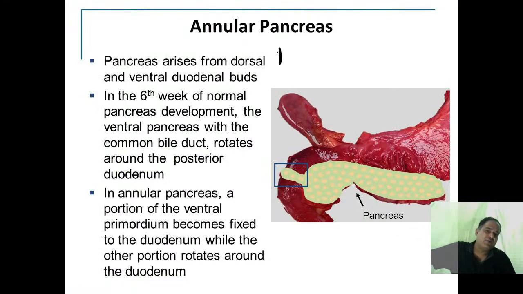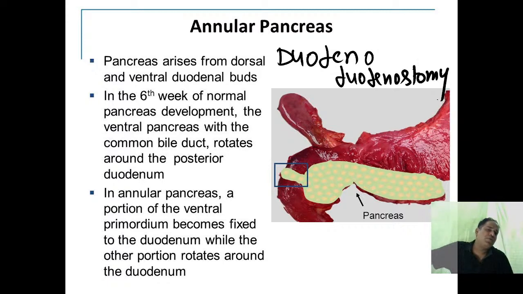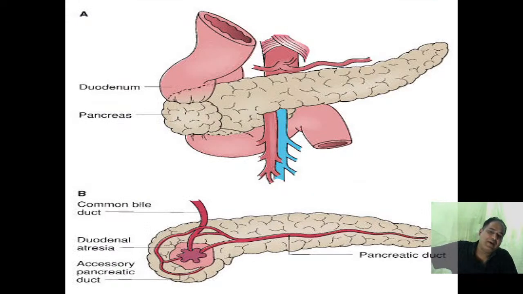So what is the treatment? We don't do anything to the pancreas. We just ask the duodenum to bypass. So duodenostomy is the treatment. Duodenostomy is the treatment. This is what you see.